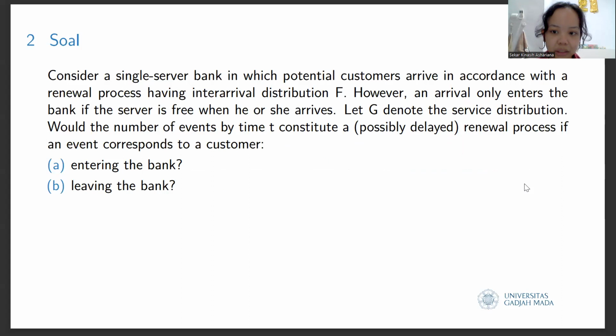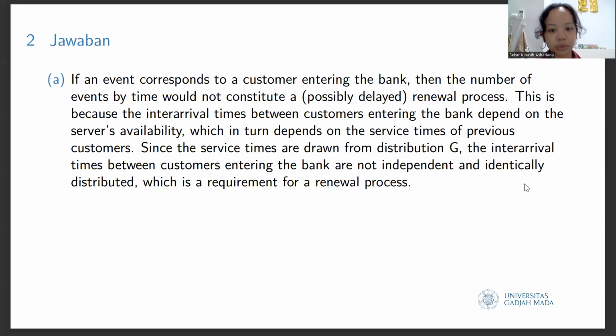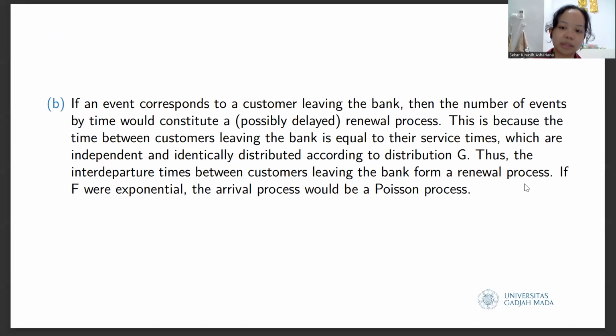So if I'm not mistaken, the service times are drawn from distribution G, which is not IID, meaning the inter-arrival times are not IID. Meanwhile, if an event corresponds to a customer leaving the bank, the time between the customers leaving the bank is equal to their service times. So the service times are IID according to distribution G. So the times between the customers leaving the bank would form a renewal process because they are independent and identically distributed.